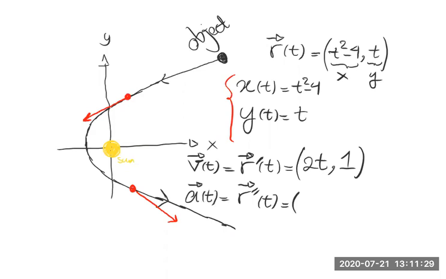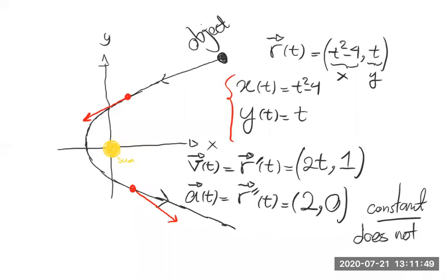The acceleration is the second derivative. We should take one more derivative. The derivative of 2t would be 2. The derivative of 1 would be 0. It's interesting: the acceleration is constant. Do you see? It doesn't depend on time anymore. It does not depend on t anymore. 2 and 0. So the acceleration is always like this.